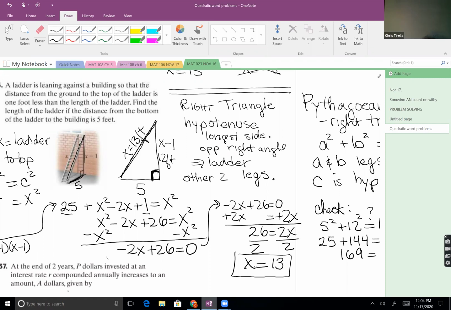That's probably the most challenging one you'll find in the homework. And there will be one in there similar to this.